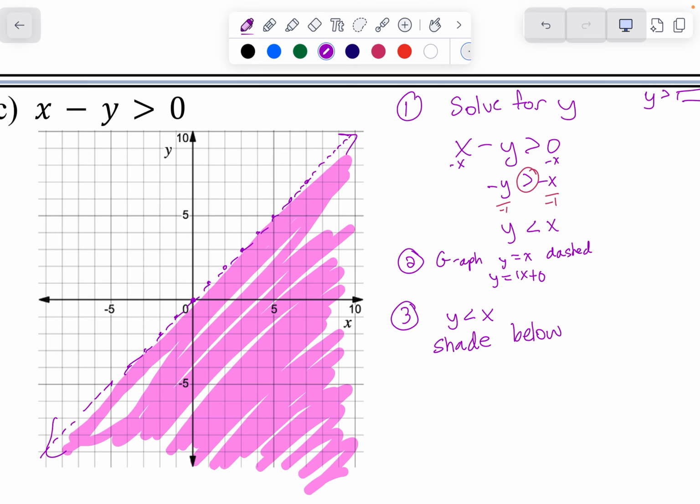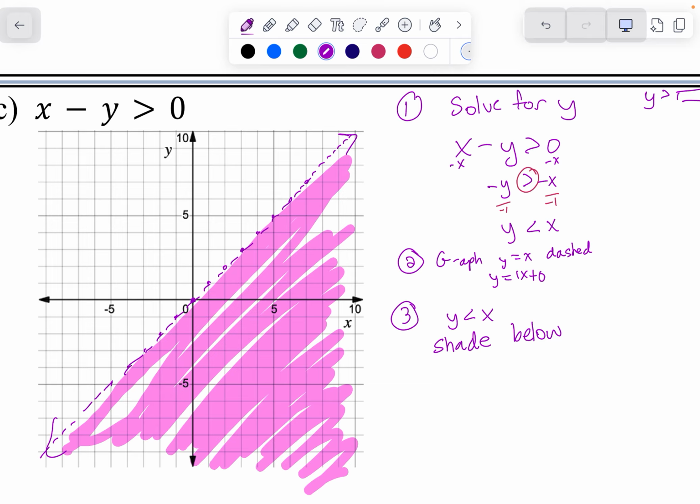See okay? Does that make sense? Okay. 3 steps. Follow those 3 steps every time. Solve for y if you can. Graph the associated line, dashed or solid. Put the shading on. Above for greater, below for less than. This one became a less than, and that's why we shaded below.